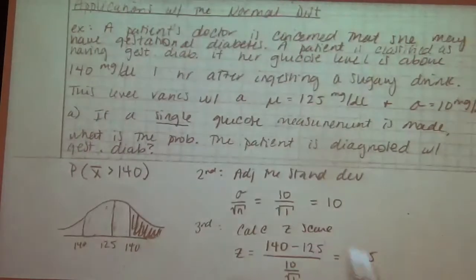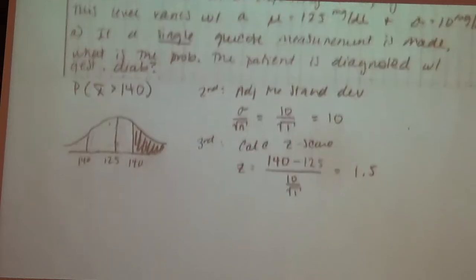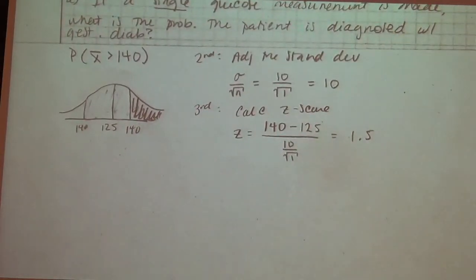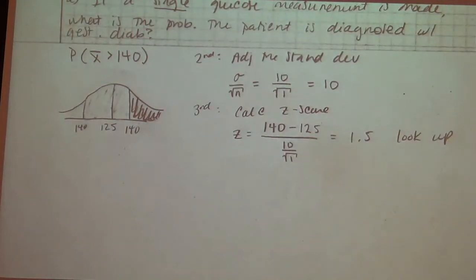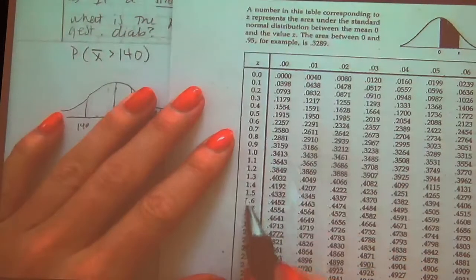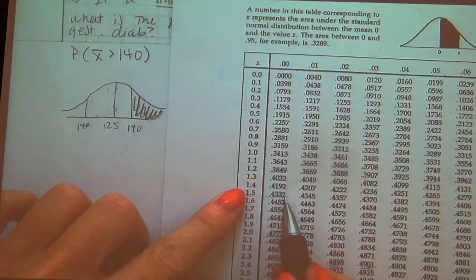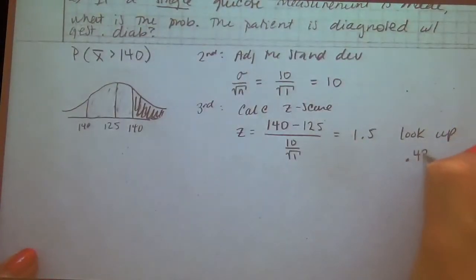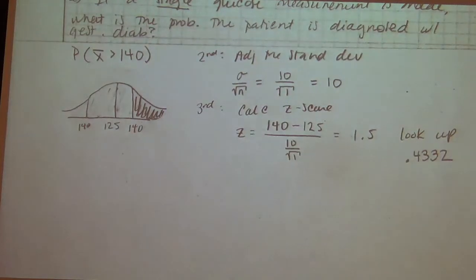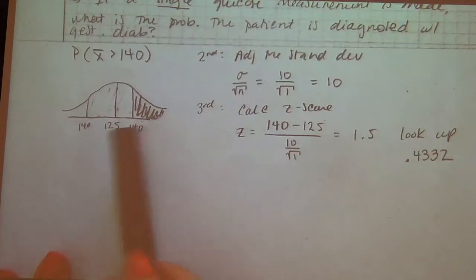All right, so now I've calculated the z-score. From here I'm going to use the same process as in the chapter 11 video. I need to look up that z-score. I go down to 1.5 and see that I get 0.4332. So the probability that goes with that is 0.4332. Remember from chapter 11, this represents the probability of that piece in between 125 and 140.